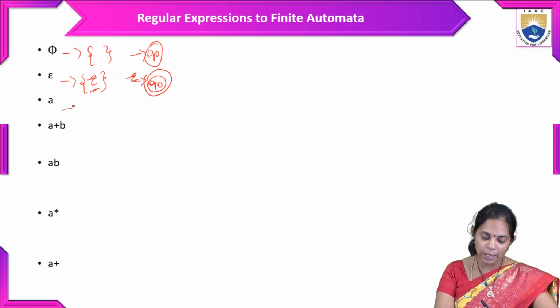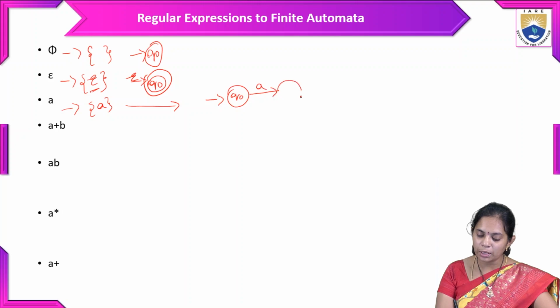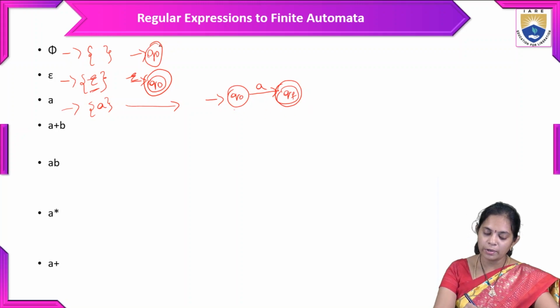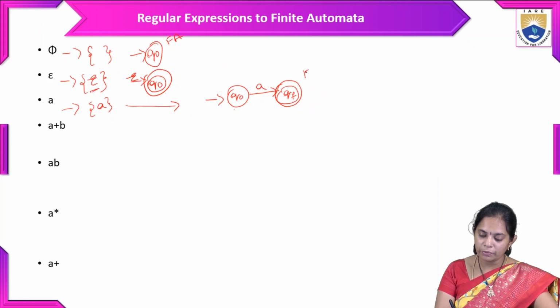And coming to a. A is nothing but the value a, and here we write it as a. Initially we have the state q0, and for q0, if we give a as an input symbol, it reaches the final state, that is qf here. So a is represented like this finite automata. These are all the finite automata.